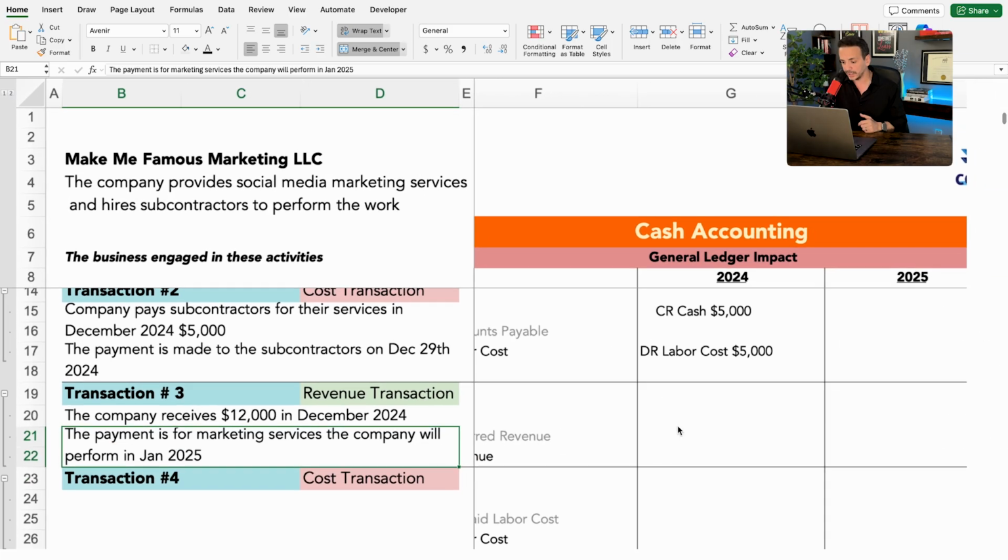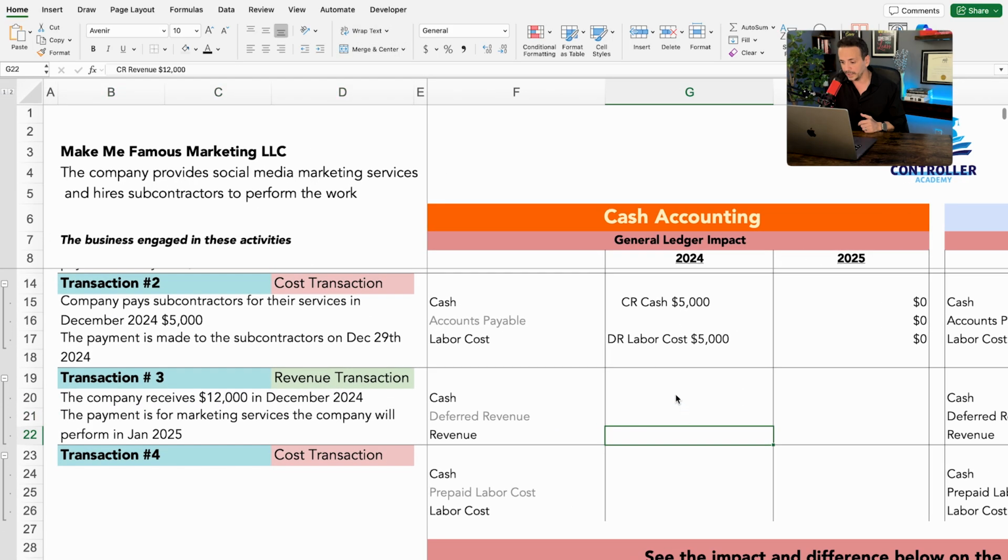Under the cash accounting method, let's have a look here. For cash accounting, because we are following the cash, we're receiving $12,000 in 2024. So we'll say debit cash $12,000 and credit revenue for $12,000, right? Which, from a US GAAP perspective, is not the correct treatment because the revenue should follow when the service is being performed, which is in 2025.